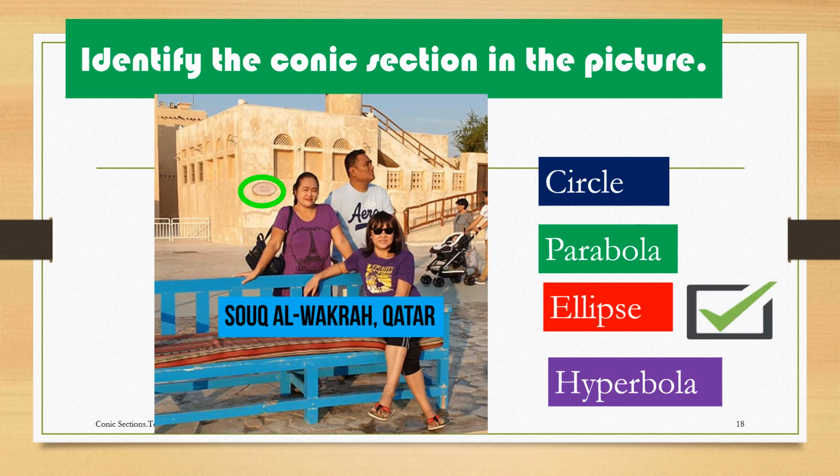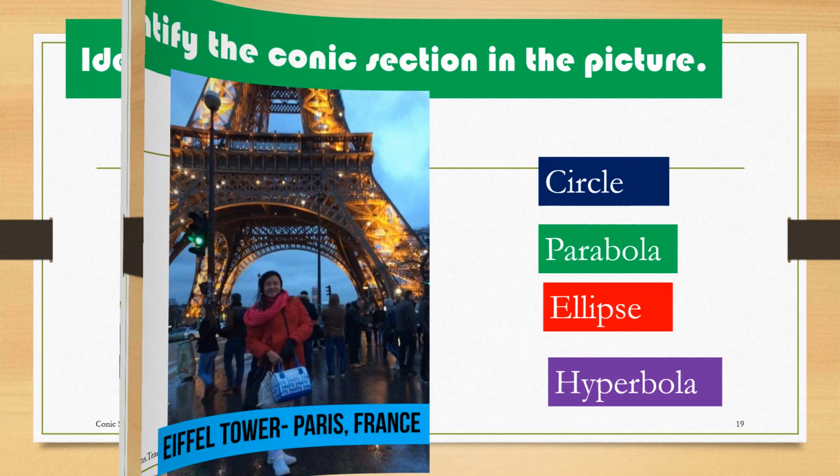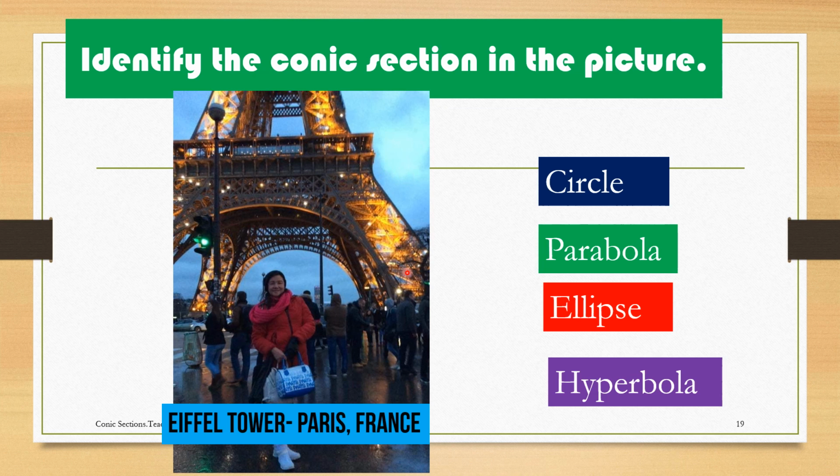You are correct. It is an ellipse. Let us now travel to Paris. The Eiffel Tower is one of the famous attractions in Paris, France. It is named after the engineer Gustave Eiffel, whose company designed and built the tower. It was constructed as the entrance to the 1889 World's Fair. What do you think is displayed in the tower?